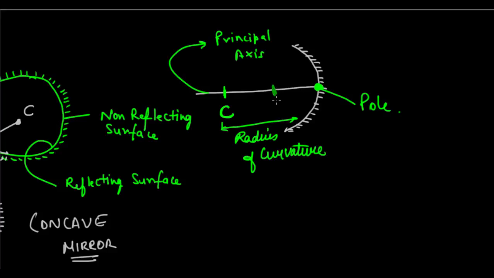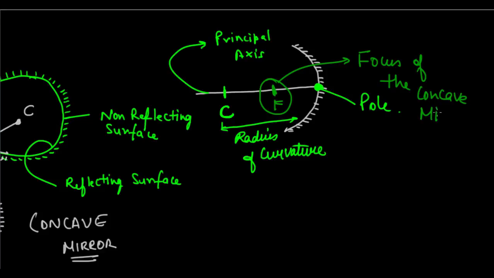Next, the midpoint of CP, that is C to pole, there's this midpoint F. Now this F is the focus of the concave mirror. Now, why do we call it the midpoint? Well, focus is the point where the light rays actually meet.